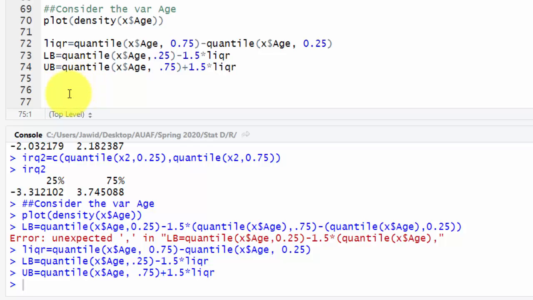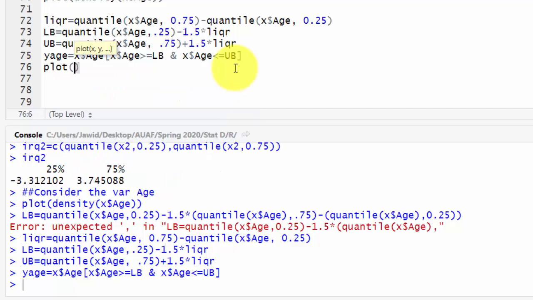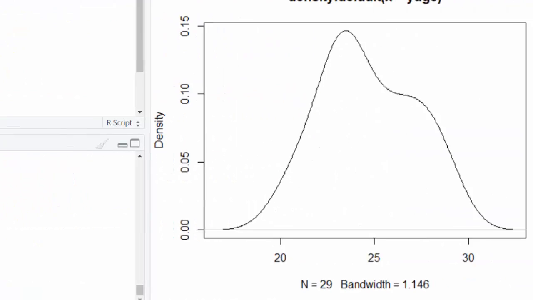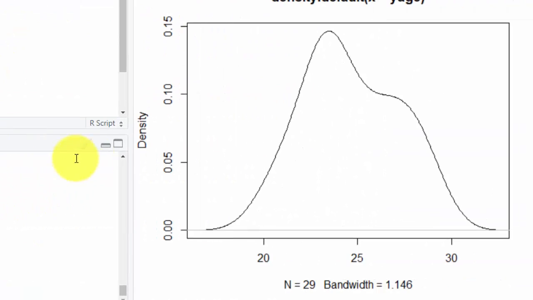Okay, now we need to define the new variable yh. I call it yh, which is xh such that xh is bigger than or equal to the lower bound, and xh is less than or equal to the upper bound. Now plot the density of the new variable yh. You see that there are no outlying values.